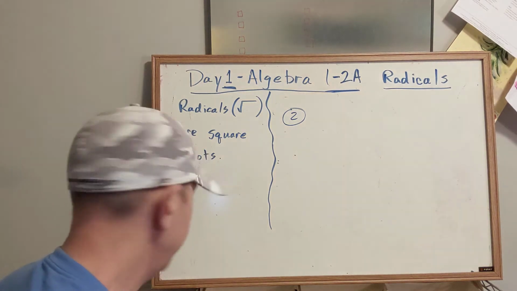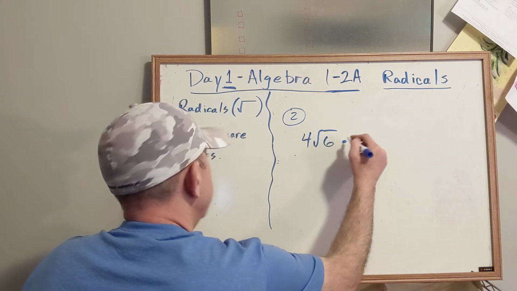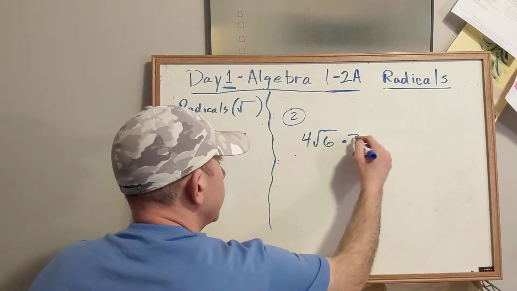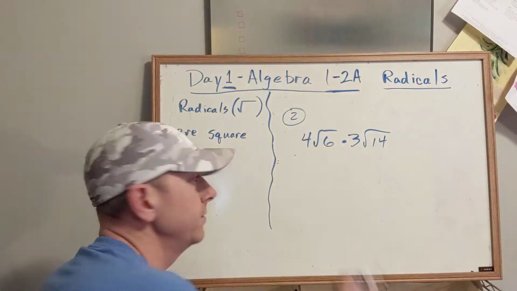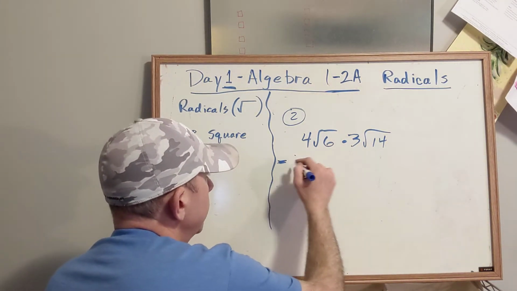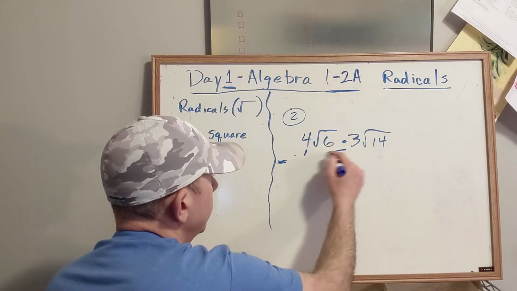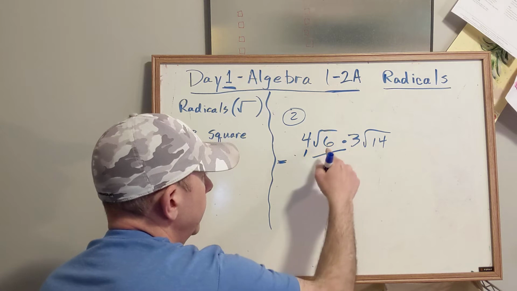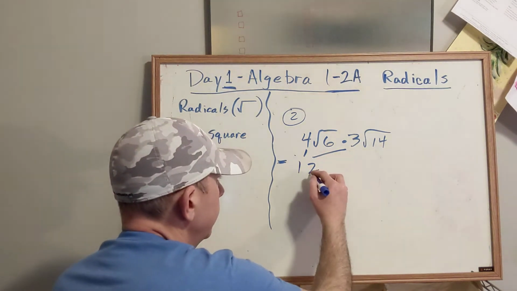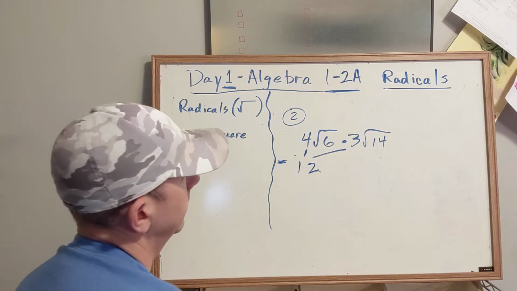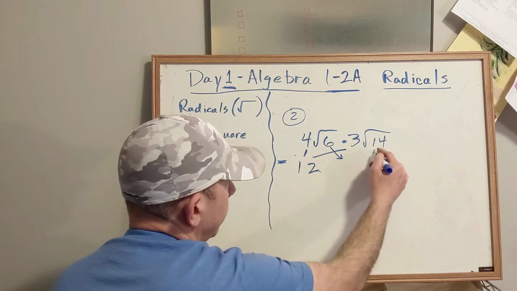Okay, for number 2, we're going to multiply a couple radicals together. 4 radical 6 times 3 radical 14. Okay, so this time we have 2 things we're multiplying together. So when you're multiplying, you can multiply in any order you want. So I'm going to take the 4 and the 3 out of here first and take 4 times 3. That's going to be 12. Okay, so I start off with that. Now under the radical, I still have a 6 and I have a 14.